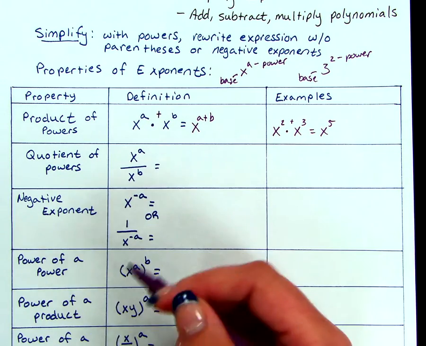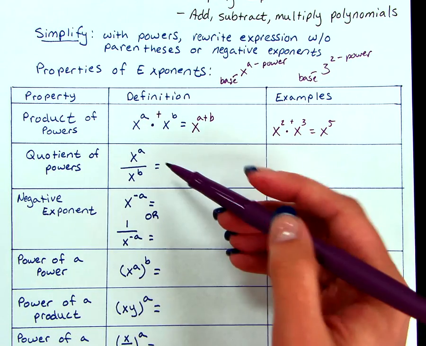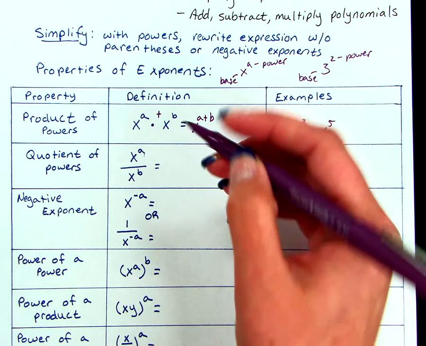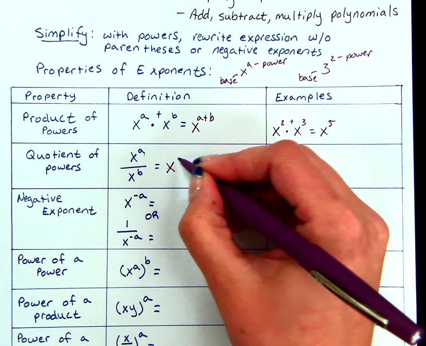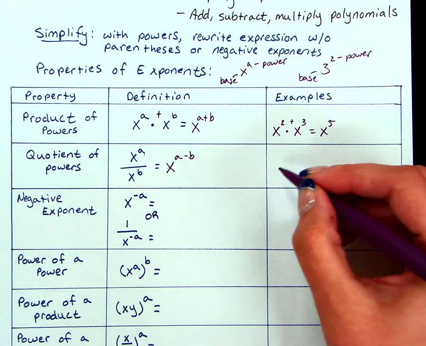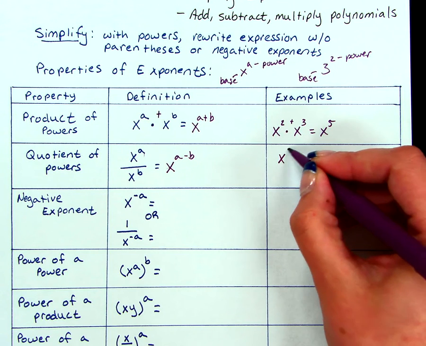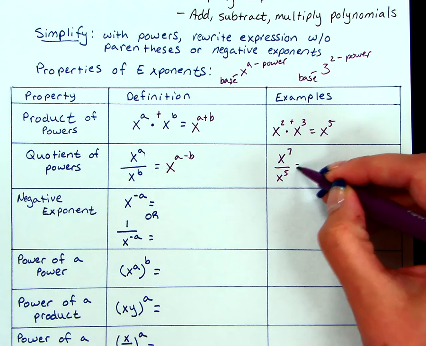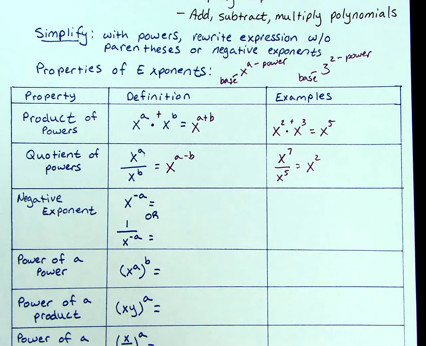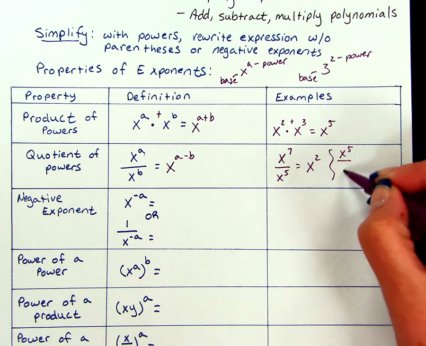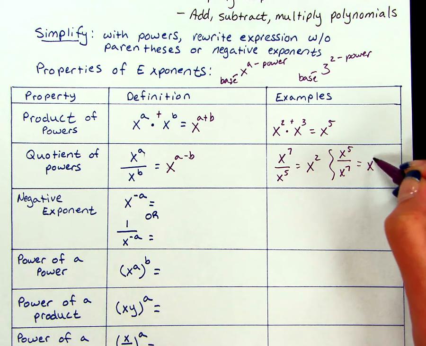So the quotient of powers, when we are dividing with the same base, we're going to subtract the exponents. And it's always the numerator minus the denominator. So this would simplify to be x to the a minus b. Okay. So again, let's say that we had x to the 7th divided by x to the 5th. I would take 7 minus 5, and that would give us x squared. Now sometimes what happens is these are flipped around, so if we had x to the 5th divided by x to the 7th, this would become x to the negative 2.